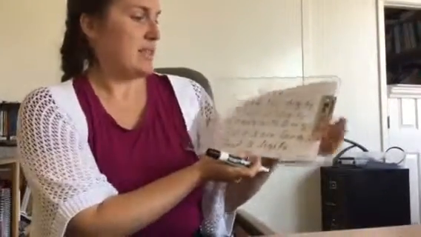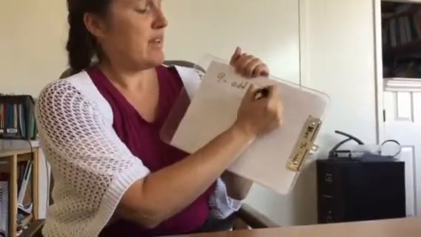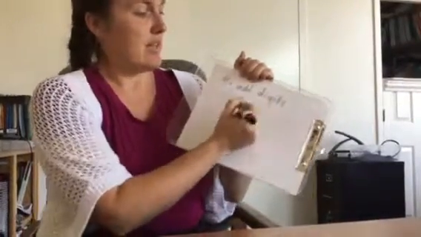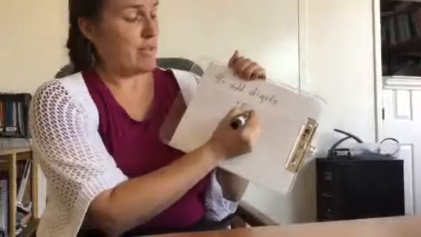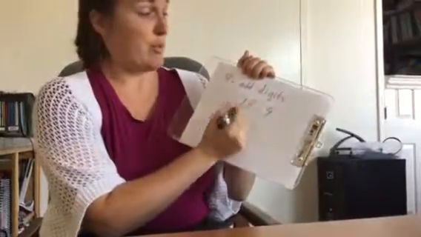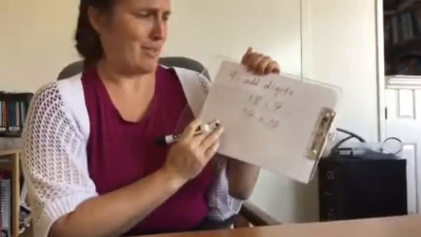And 9. I'm running out of room, so I'm going to erase this and put 9 on here. You can tell that a number is divisible by 9 by adding the digits. For example, if you have 18, 1 plus 8 equals 9. That number is divisible by 9. 19, 1 plus 9 equals 10. That number is not divisible by 9.